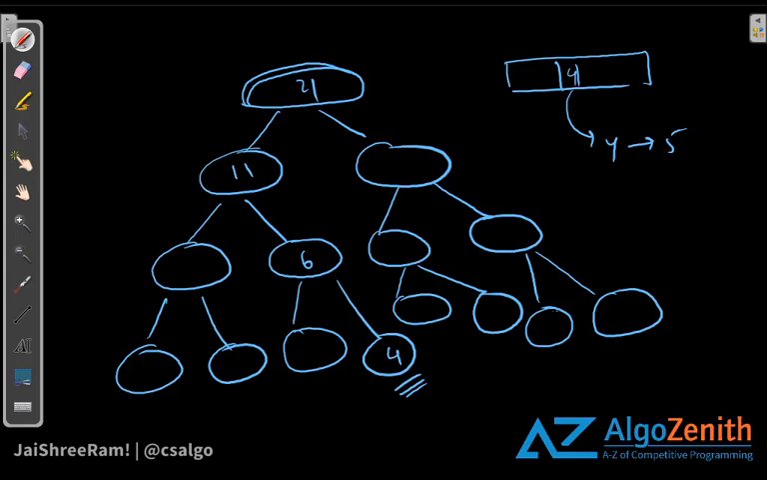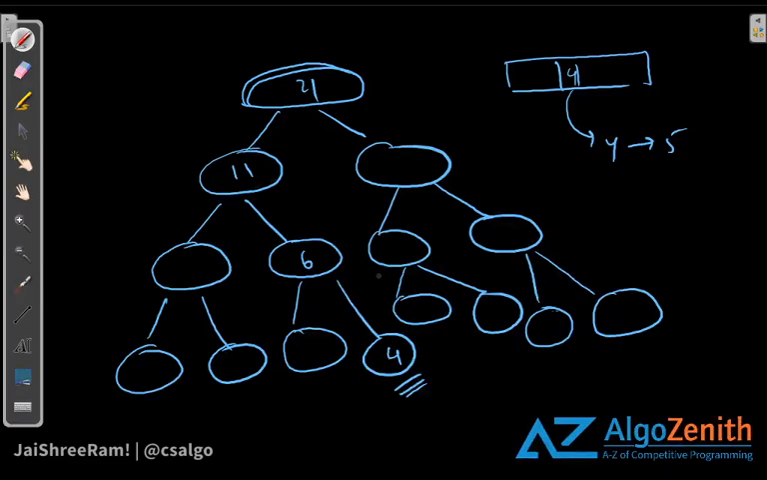Only those which are ancestors of this 4 node. Why? Because these contain some aggregate, right? And only these nodes contain 4 in their range. So only these will be responsible for any change that happens in the node 4.